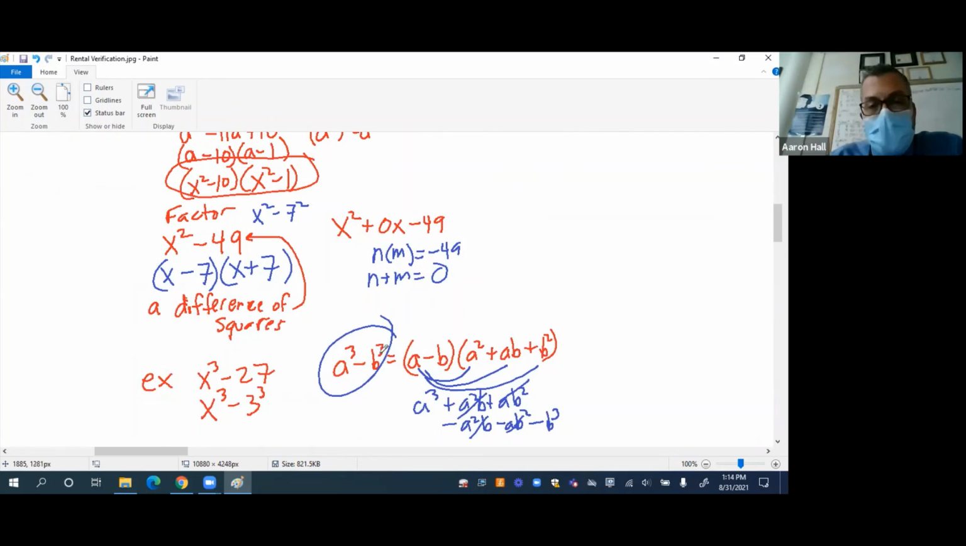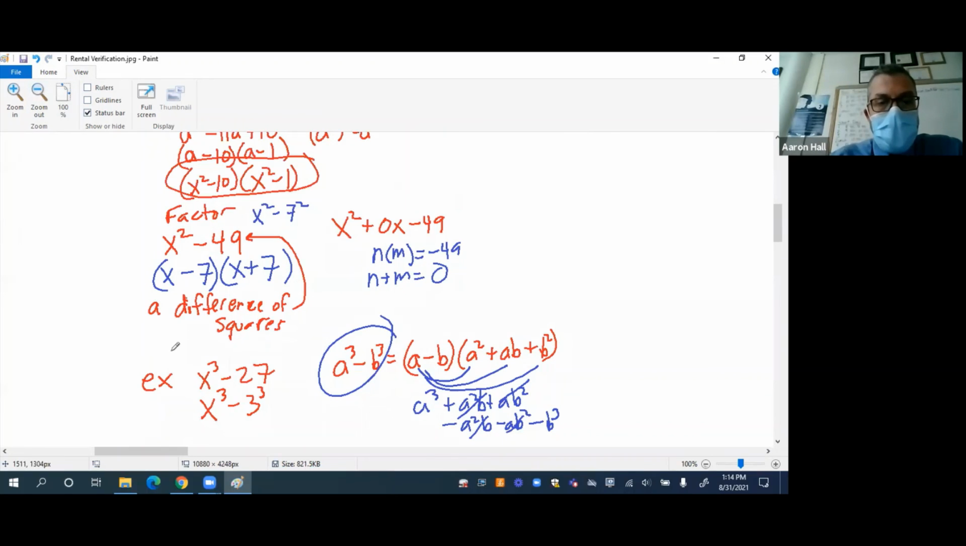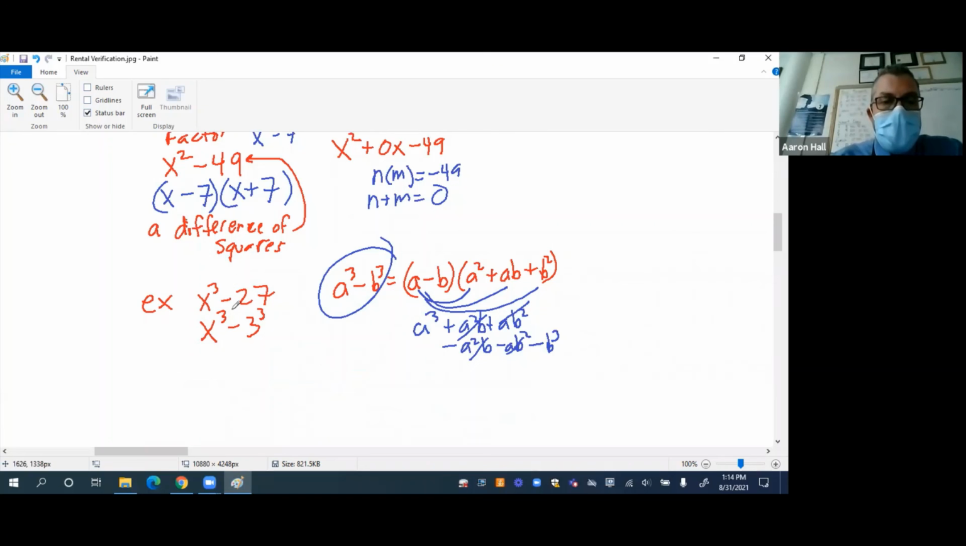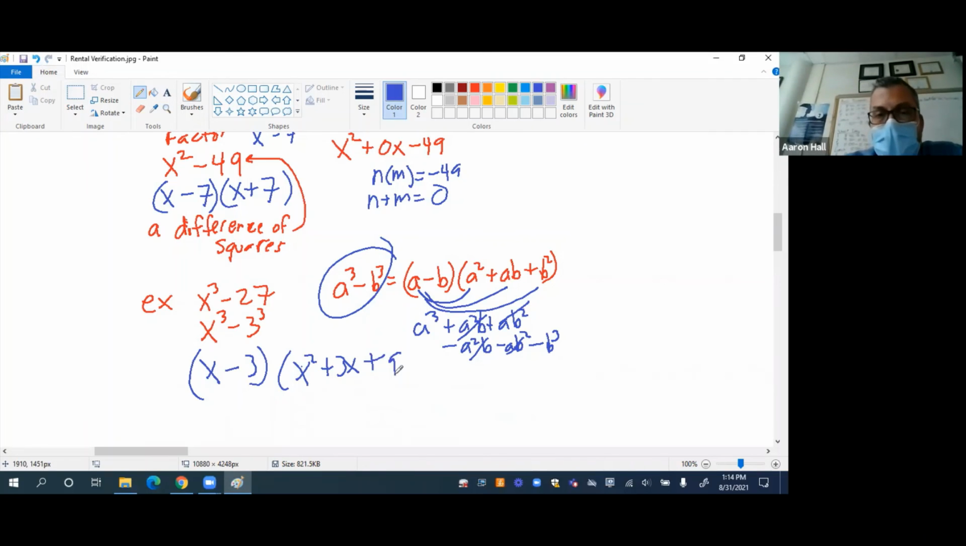If there's a difference of cubes, there's also a sum. Actually, let's finish this. Based upon our knowledge of a difference of cubes, what should this be? X minus 3 times x squared plus 3x, plus what? No, because we're ignoring that as our ab, right? And so the last one, plus 9.